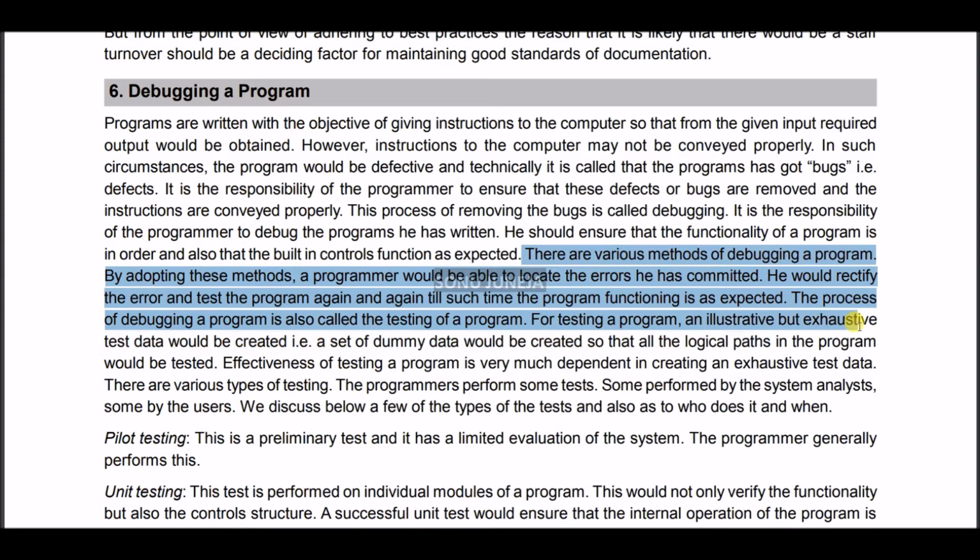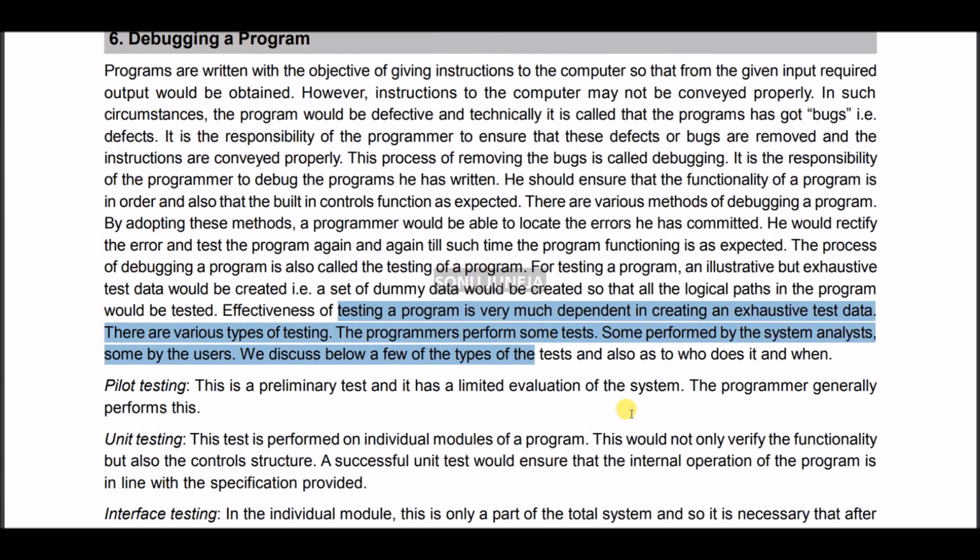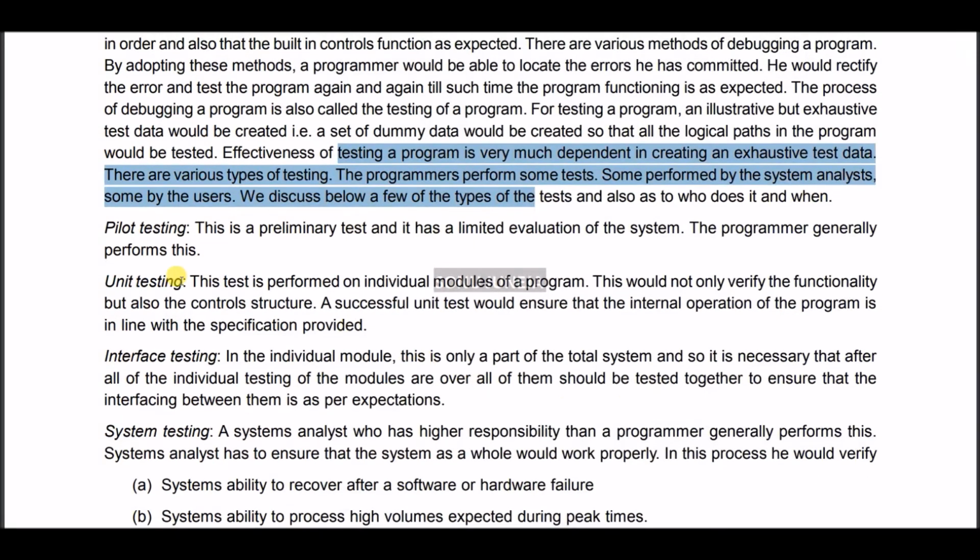For testing a program, illustrative but exhaustive test data would be created. That is, a set of dummy data would be created so that logical parts in the program would be tested. The effectiveness of testing a program depends very much on creating exhaustive test data. There are various types of testing. Some tests are performed by the programmers, some by the system analyst, and some by users. Discuss the type of test, who does it, and when.